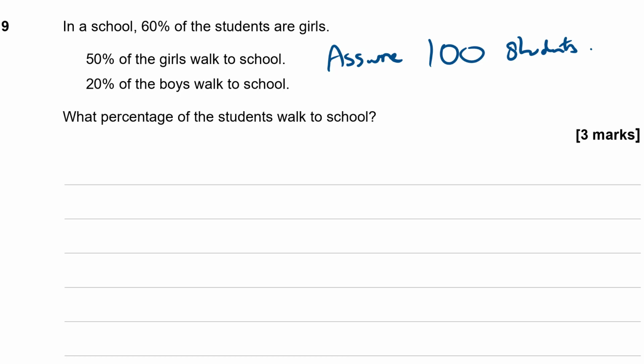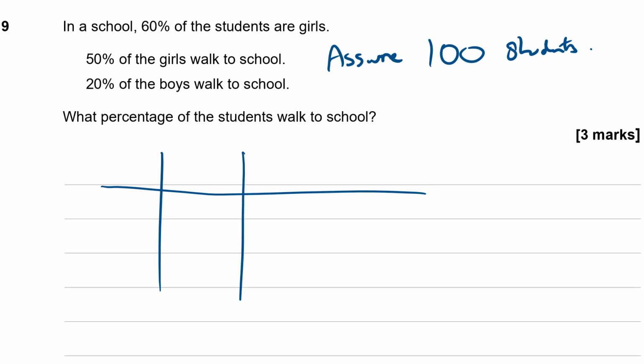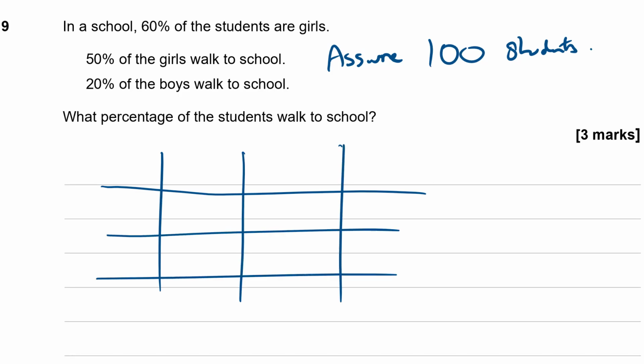Okay. Now I'm going to try and collect all this information in a two-way table because we've got two quantities. We've got boys, girls, walk to school, doesn't walk to school. So I'm going to make a two-way table, a bit like this. Now I know that altogether we've assumed there are 100 students. I'm going to write that down there in the bottom right corner.